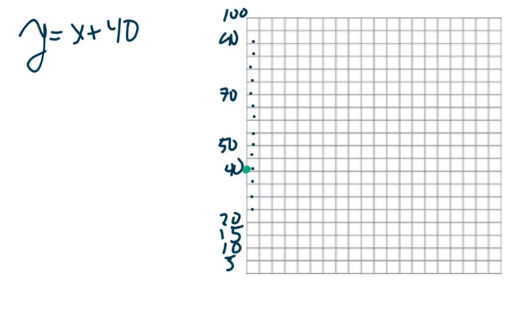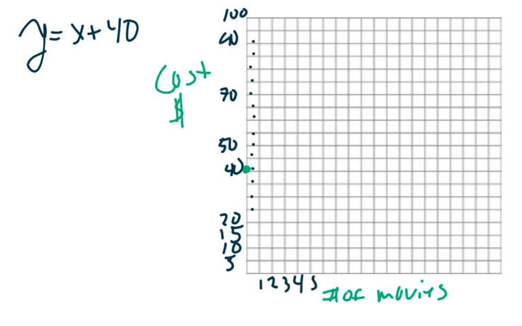And in this one, our dependent or y variable is our cost. So we got our cost, and that's in money, and our x-axis is going to be number of movies. And we can, again, just label our x-axis by 1, not really affected. 1, 2, 3, 4, 5, 6, 7, 8, 9, 10.